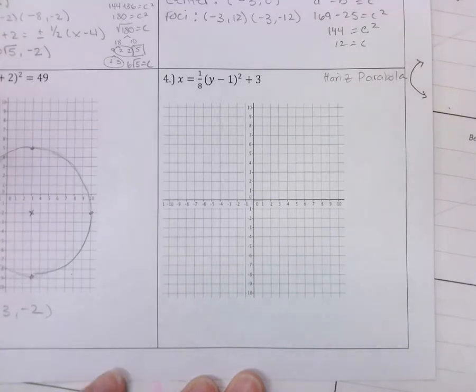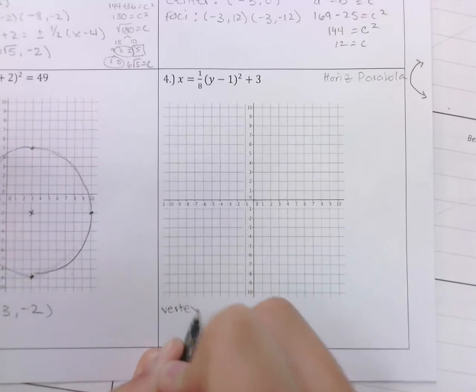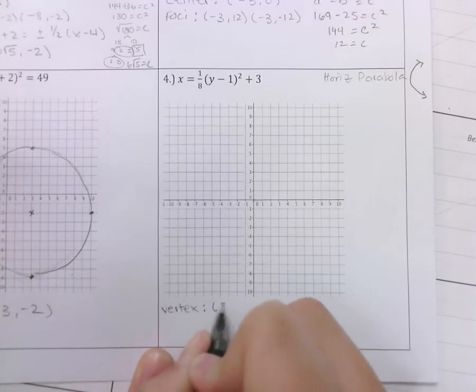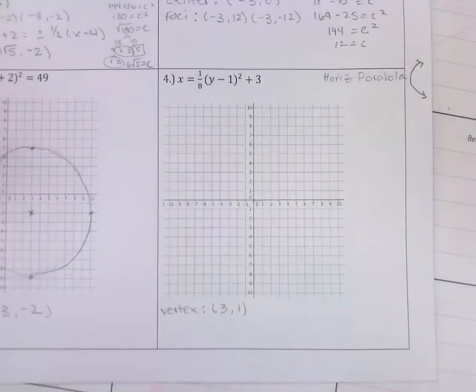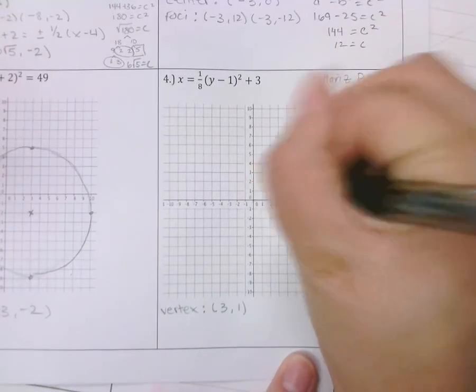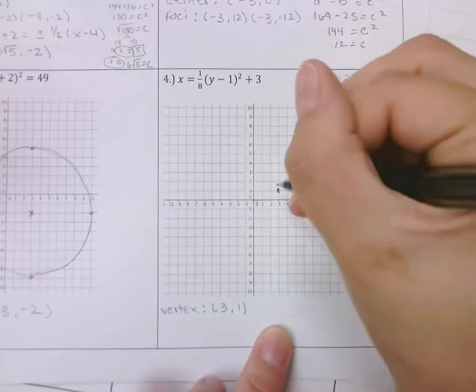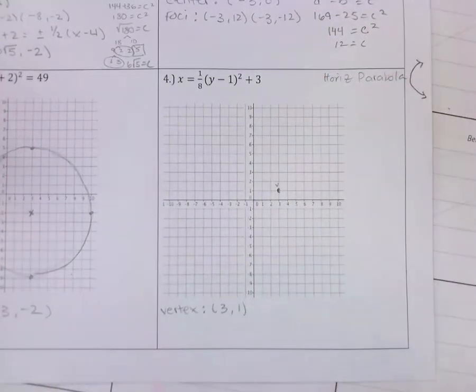It is 3, 1, our vertex. And we don't call this a center. That's important, because some people do that after all the other conic sections, center, center, center, and then they call that a center. It's not a center, it's a vertex, because it's just on the end of it. So 3, positive 1. I'm just going to lightly put a V there so I don't forget.